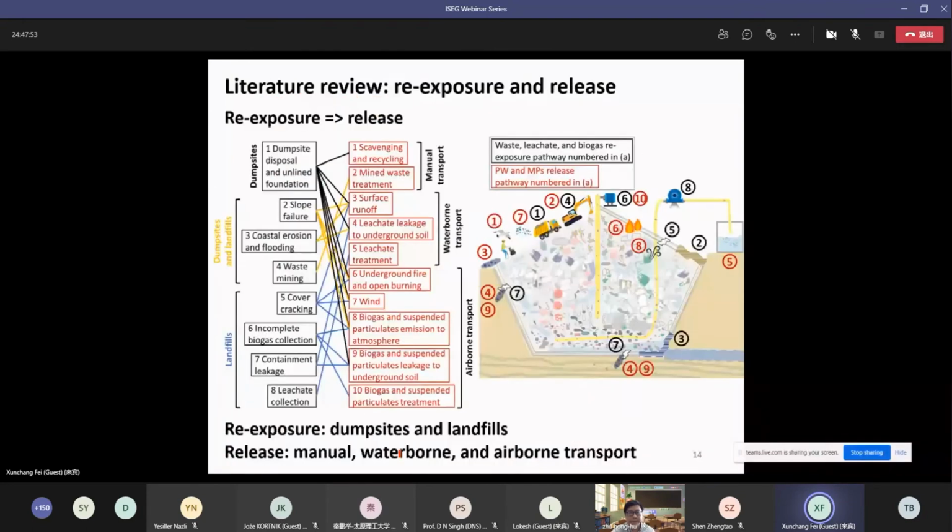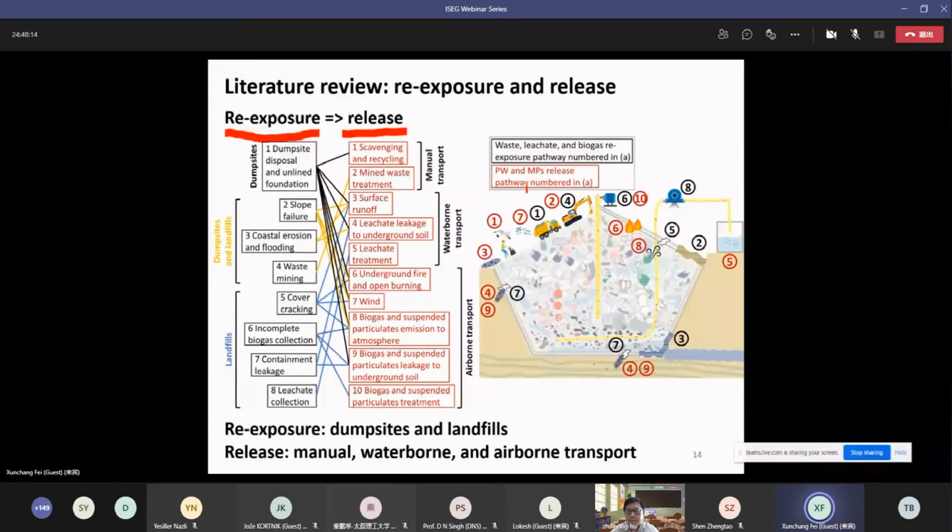Then let's move on to the last part of the presentation today. We flipped through maybe 200 to 300 different papers, and then we summarized the different re-exposure and release pathways for the plastic wastes and microplastics from the landfills.